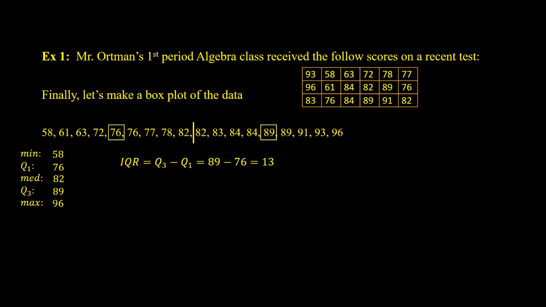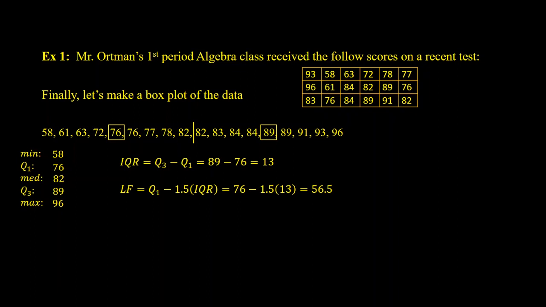And now that we know the IQR, we can calculate what we call the upper and lower fences. We use these for determining outliers. The lower fence is Q1 minus 1.5 times the IQR. So in our example here, it is 76 minus 1.5 times 13, our IQR, which is 56.5.